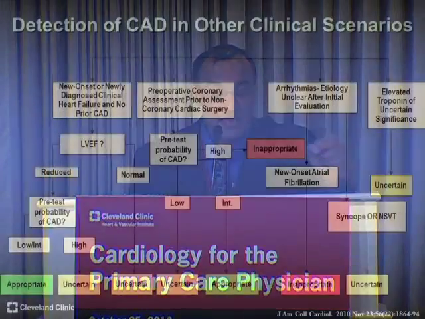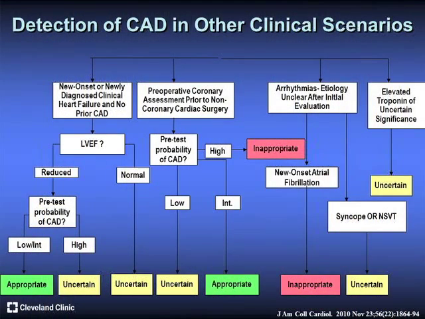In other clinical scenarios, when you have new onset congestive heart failure, so if your patient presents to you with an EF of 30%, which is new onset, the class 1 indication is doing some sort of angiographic evaluation. If that patient happens to have a high pretest likelihood, then you're better off sending that person to the cath lab. But if their pretest likelihood is low to intermediate, then CT angio can be used as a viable alternative.